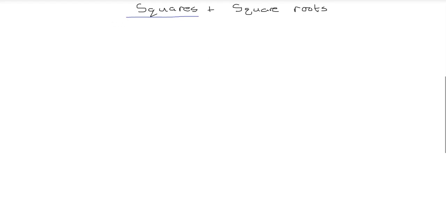So when we talk about squares, we can write something like this: 3 to the power of 2. Now what this means is 3 multiplied by 3, which is equal to 9. So this here is pronounced 3 squared, okay?